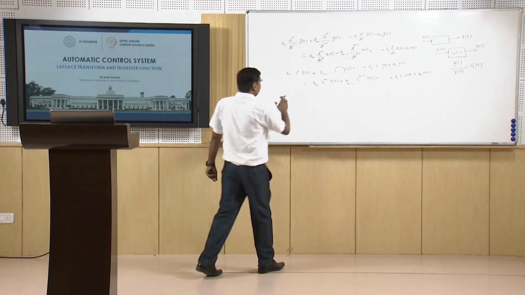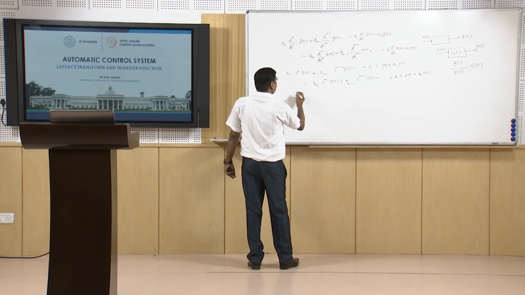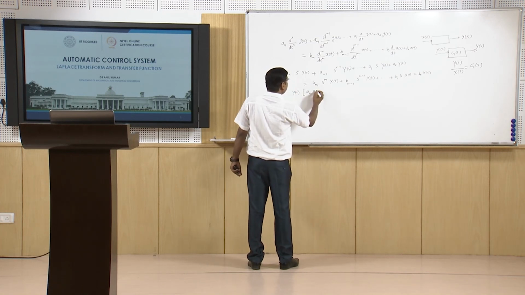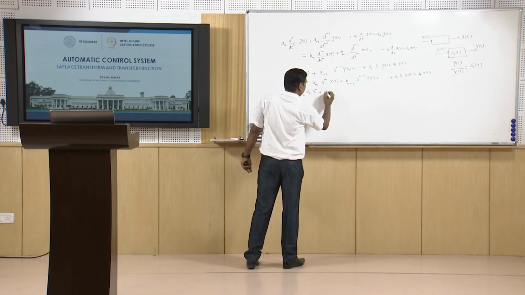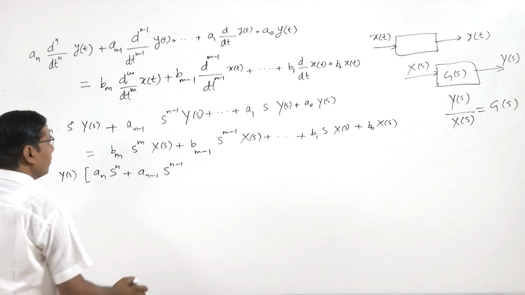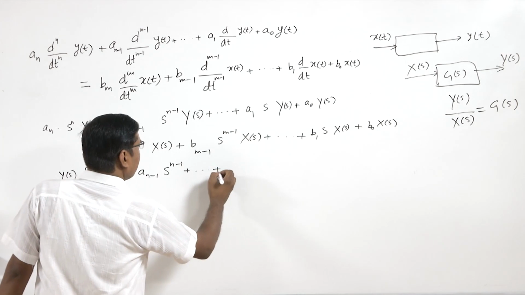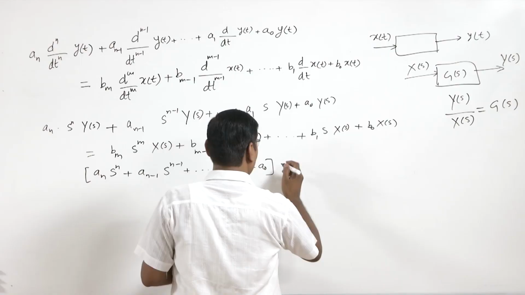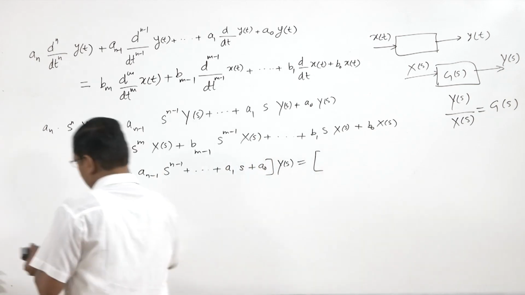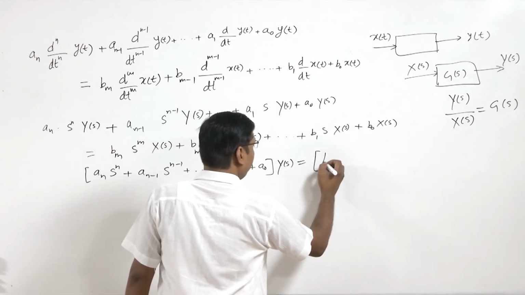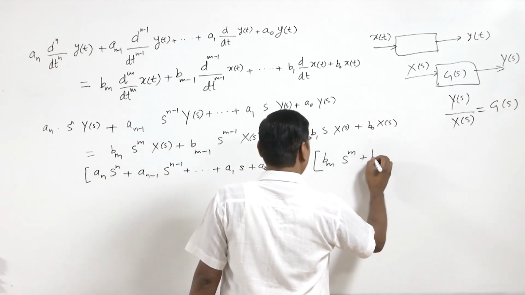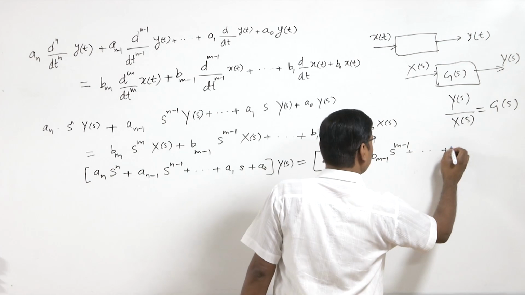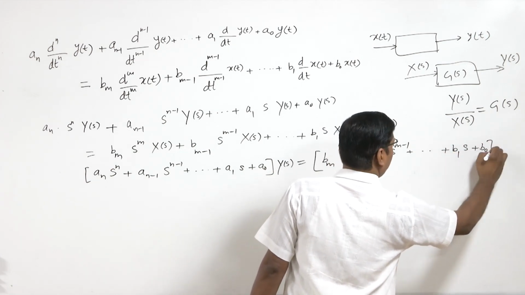Now we can take Y(s) outside, so we will have Y(s) and here a_n s^n plus a_(n-1) s^(n-1) plus a1 s plus a0. So here we have b_m s^m plus b_(m-1) s^(m-1) plus b1 s plus b0 and X(s).